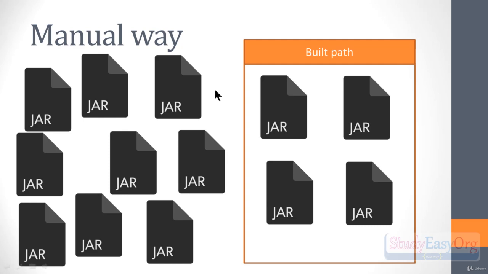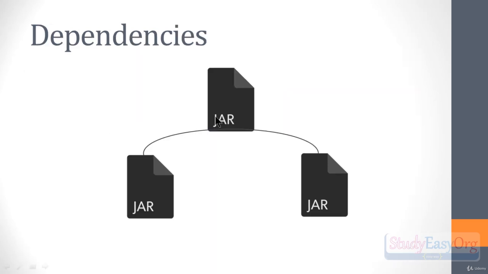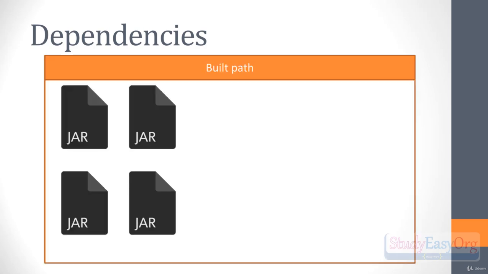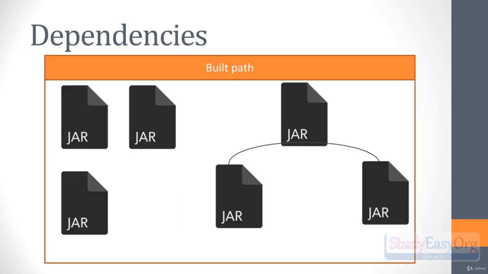Now friends, there could be a scenario of dependency. For example, a jar file needs a couple of other jar files and there are dependencies. When it comes to dependency, we need to also add the dependent jars in our build path, right? So we need to take care of all of these dependencies when we are doing all of this jar keeping manually in our Java application. Now this is the scenario where Maven can be very useful.